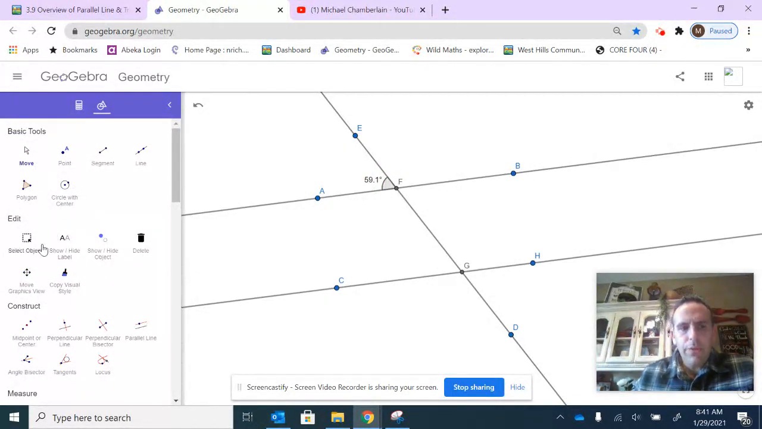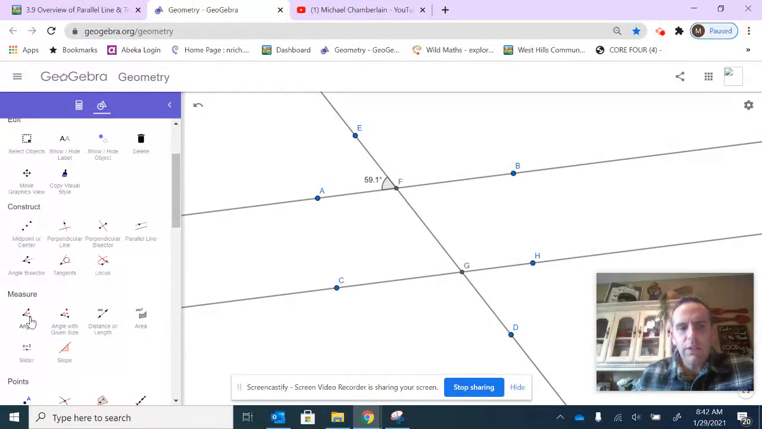Now, pause the video for a second and see if you can determine which other angles will also be 59.1.